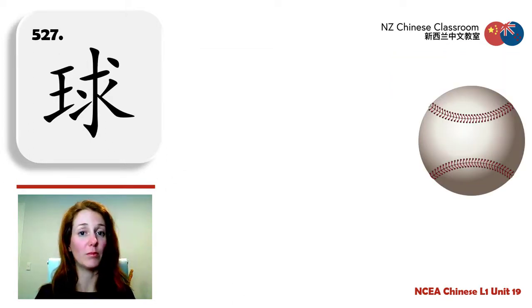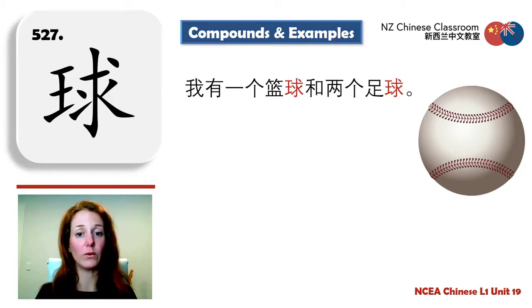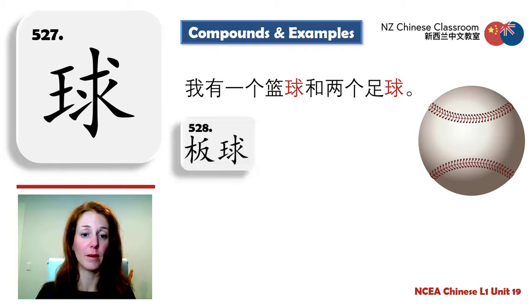Okay, 球, a ball. 我有一个篮球和2个足球. I have 1 basketball and 2 footballs. 板球, literally board ball. You see the wood radical in the 板, a board. Okay, so that is cricket.